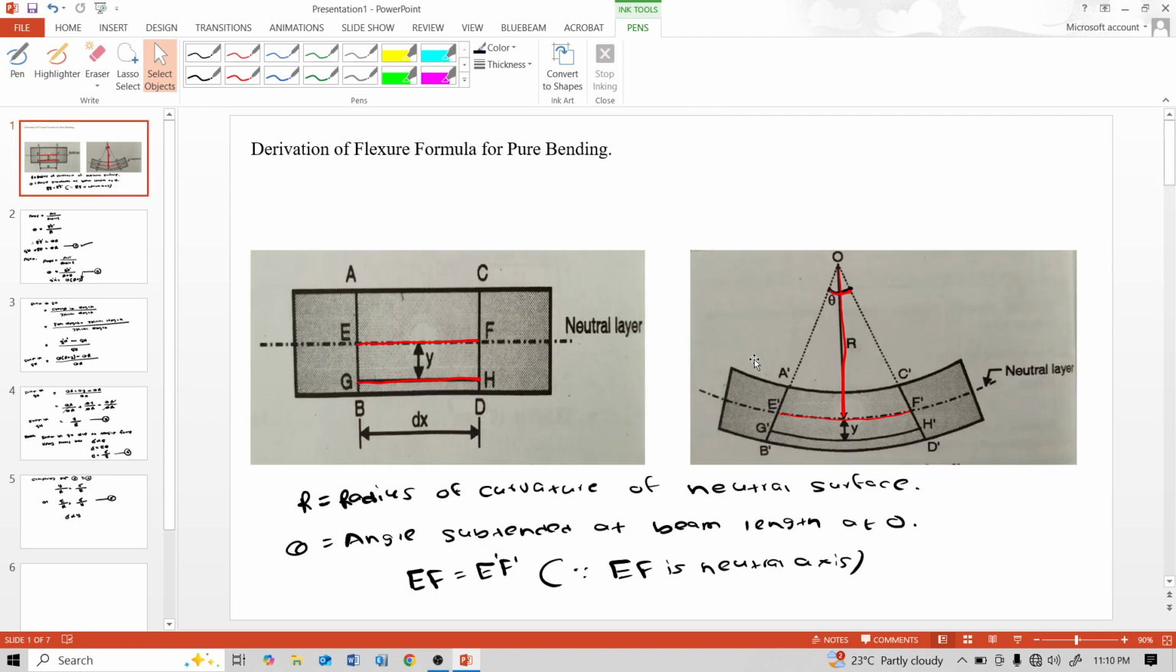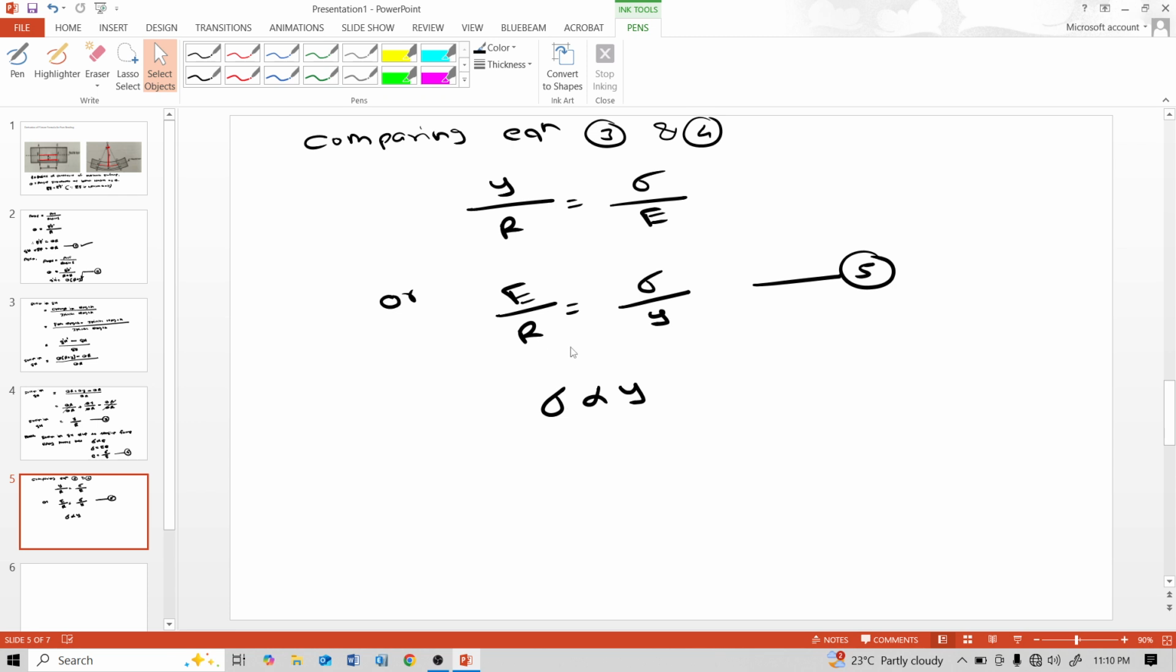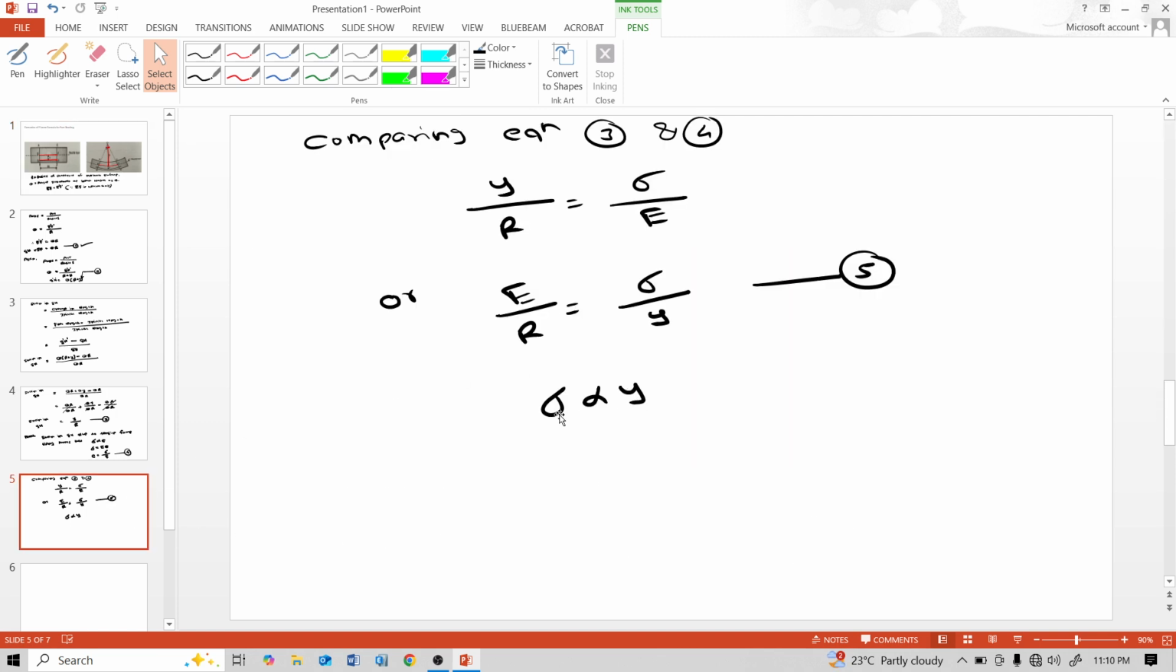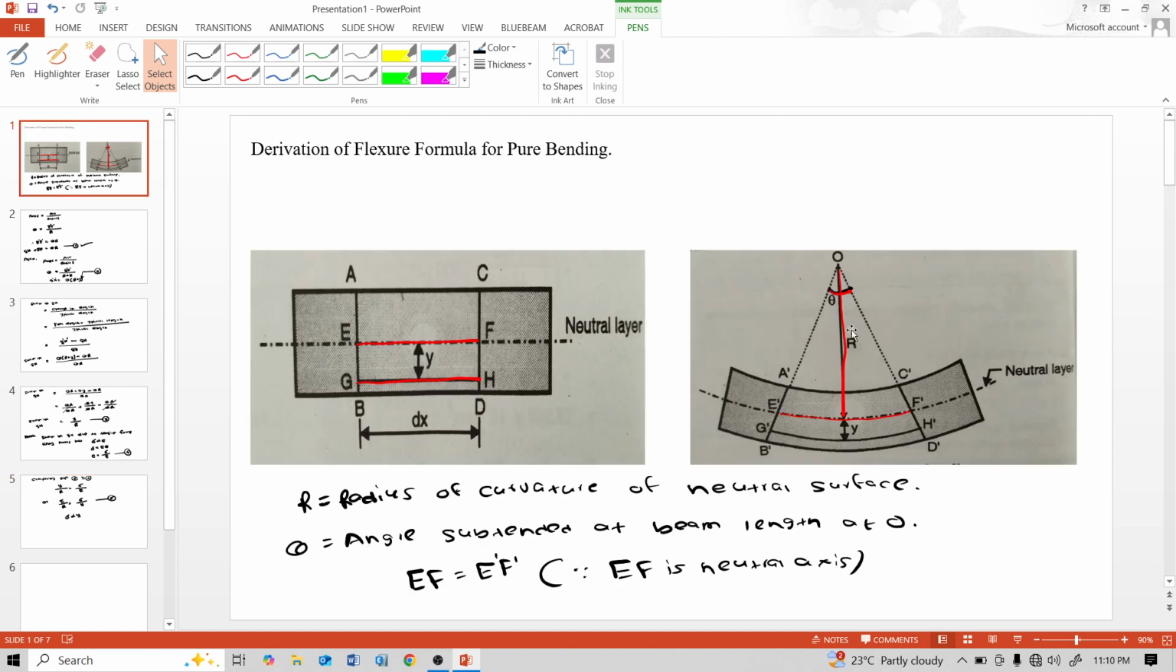See here, the stress is proportional to the distance from the neutral axis. As stress increases, distance from the neutral axis also increases. So at the neutral axis, stress is 0. That means when y is 0, stress is also 0. And when y, the distance from the neutral axis, increases, the stress also increases. That's why at the neutral axis stress is 0, and when y goes away from the neutral axis, the stress gradually increases as y increases.